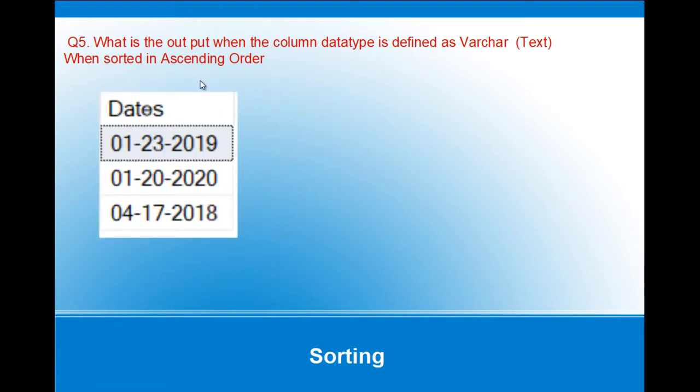Moving on to the next question. We have a dates column here of text data type, and when we try to sort the data in ascending order, does it give the right output or not? Here the format of the date is MMDDYY. Let's see whether this would give the right output or not. Let's switch back to SSMS and check out the answers for these 5 questions.